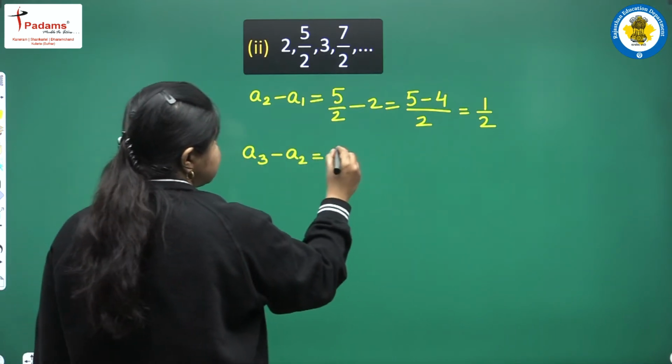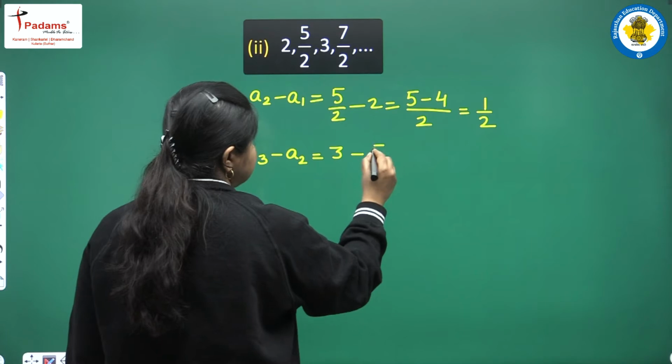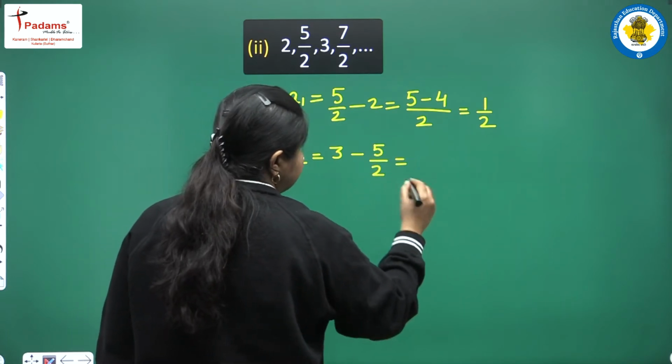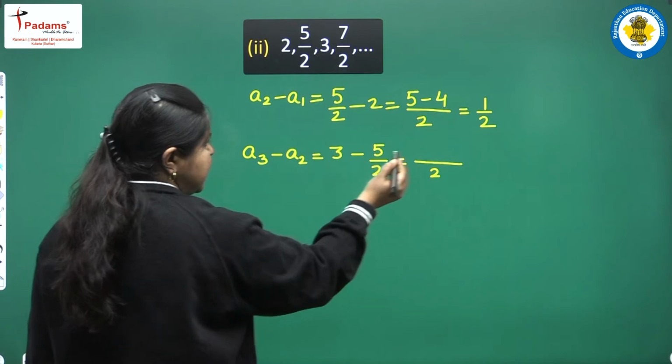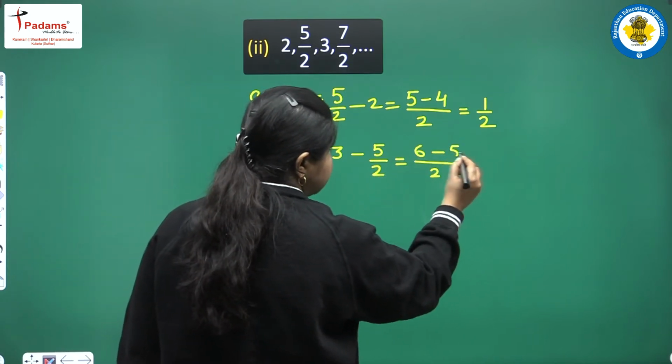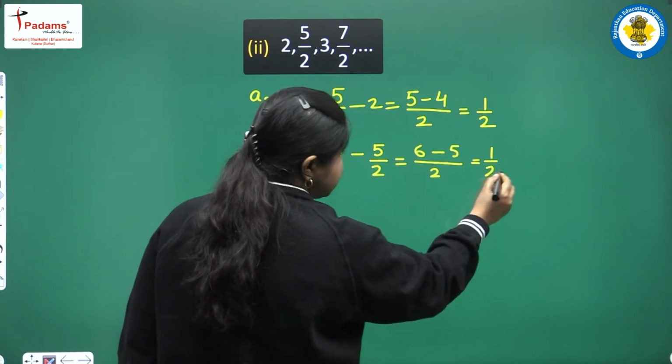Now let us find A3 minus A2. A3 देखिए आप, it is 3 and A2 is 5/2. How we will solve it? 2 will be the LCM. यहाँ पर 3 2s are 6 minus 5. This is equal to 1/2 again.